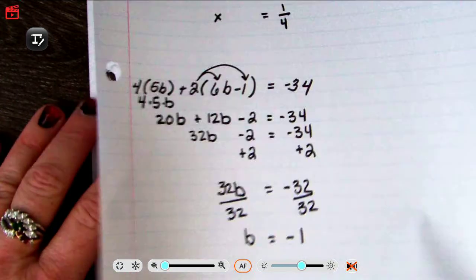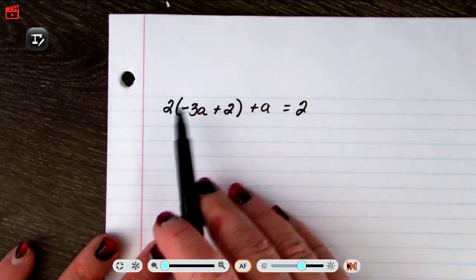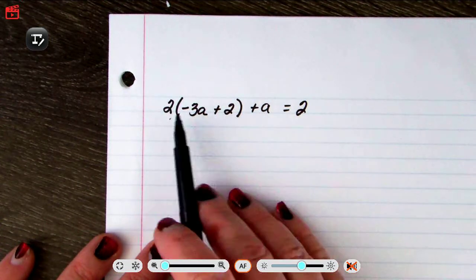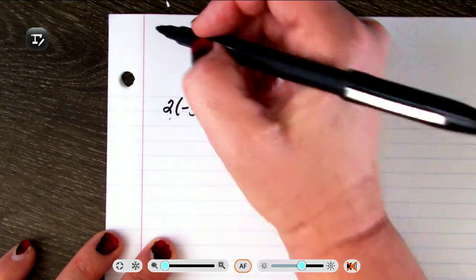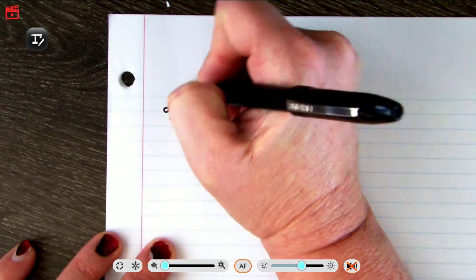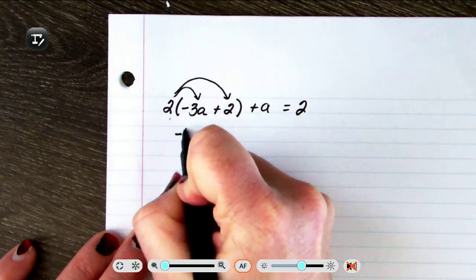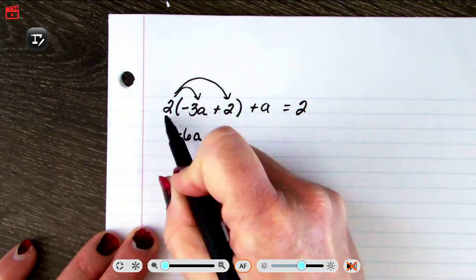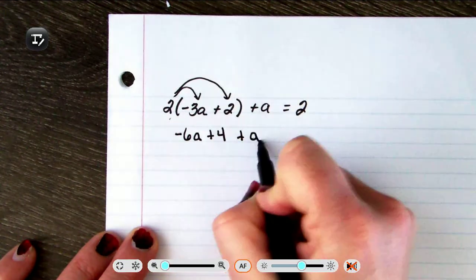I have a few more that I want to work through in this video. Here's our next one. I see distribution here that I need to do because we have multiplication with addition. So we're going to distribute that 2. A 2 times a negative 3 is negative 6a. 2 times 2 is 4. This guy's just all by itself, plus a.